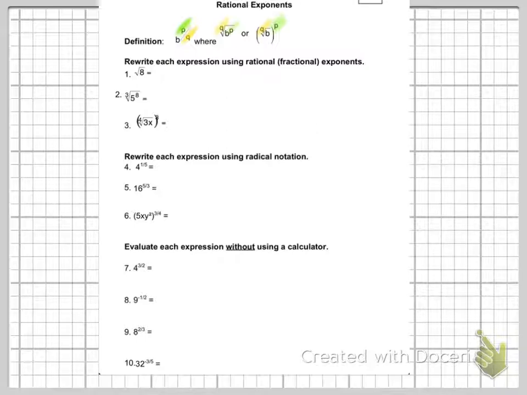Now if you look at this first example, and the instructions are simply to rewrite the expression. You're not doing any calculating, you're just rewriting. 8, the understood index here is 2, if it's the square root of 8. And the power on 8 would be 8 to the first. Even though it's not written there, we know that that's 8 to the first. So this would be rewritten as 8 to the 1/2 power when you rewrite it with a rational exponent.